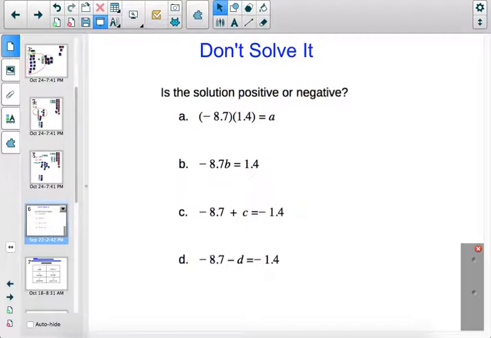This is fun. Did I get it wrong? Literally, if you look around the room, half the people have positive and half the people have negative. Take a second and talk amongst yourselves about which one you think it is and why.